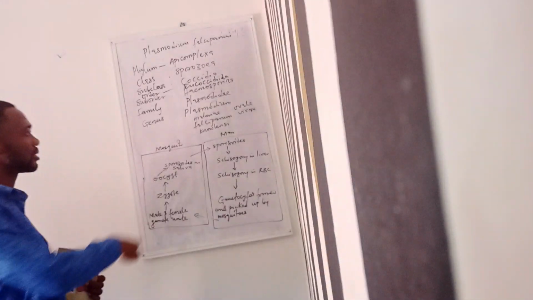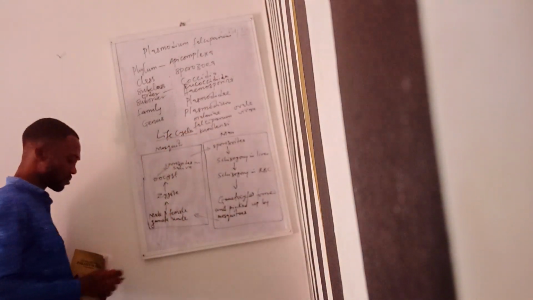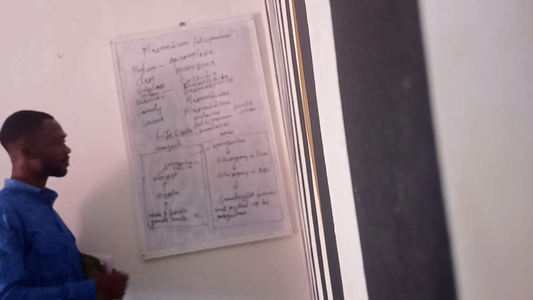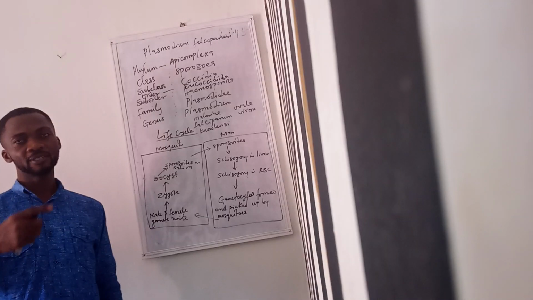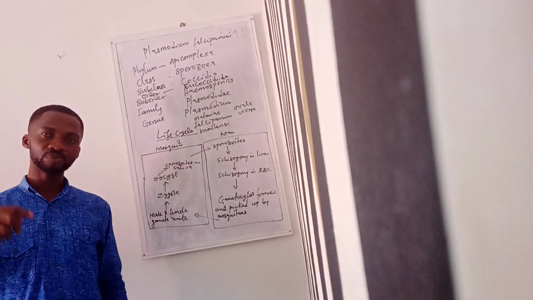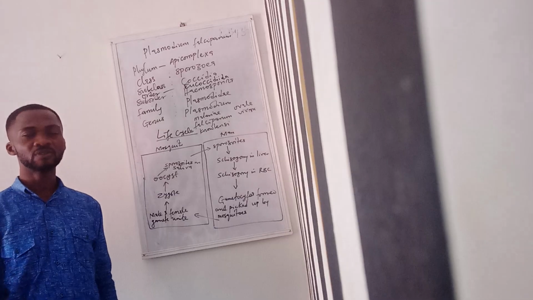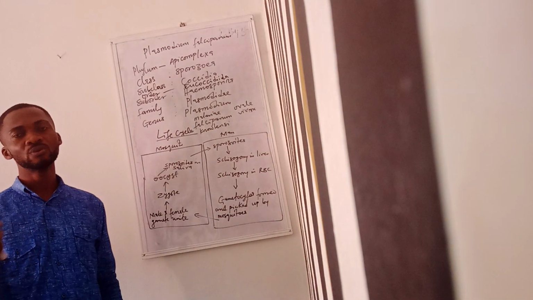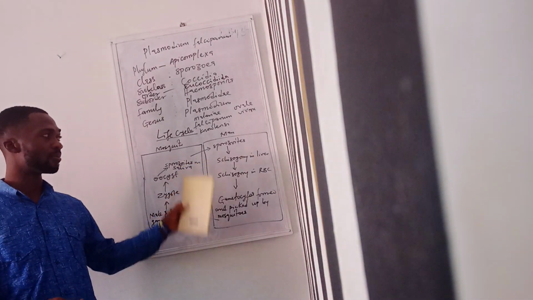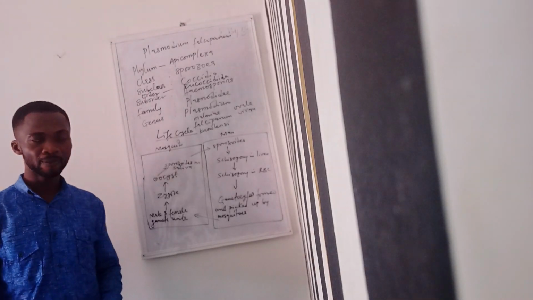So this is a sketch representing the life cycle of this parasite, Plasmodium falciparum. So the first thing that happens is that the vector, or mosquito, injects the infective stage of the parasite, which is the sporozoites, and a few hours after injection of this parasite, the parasites are now being taken to the liver.